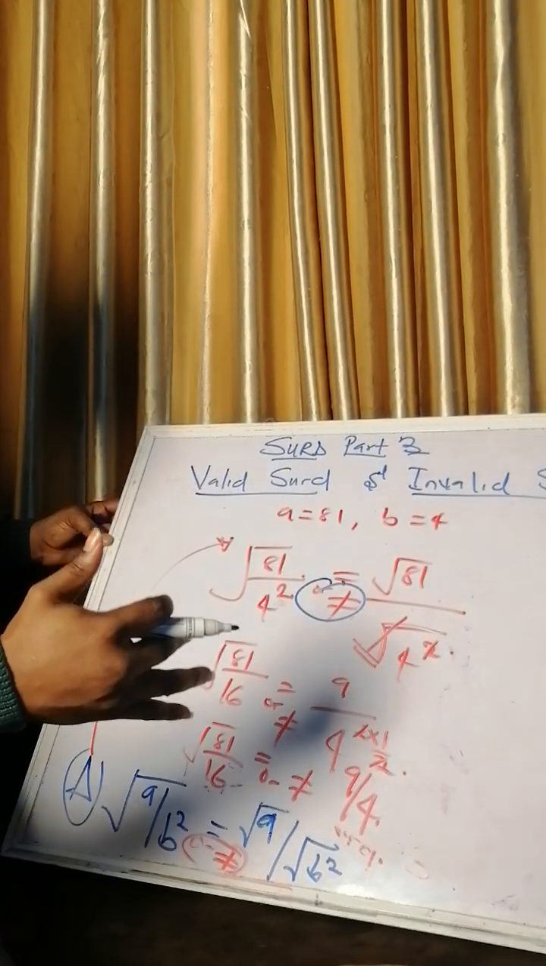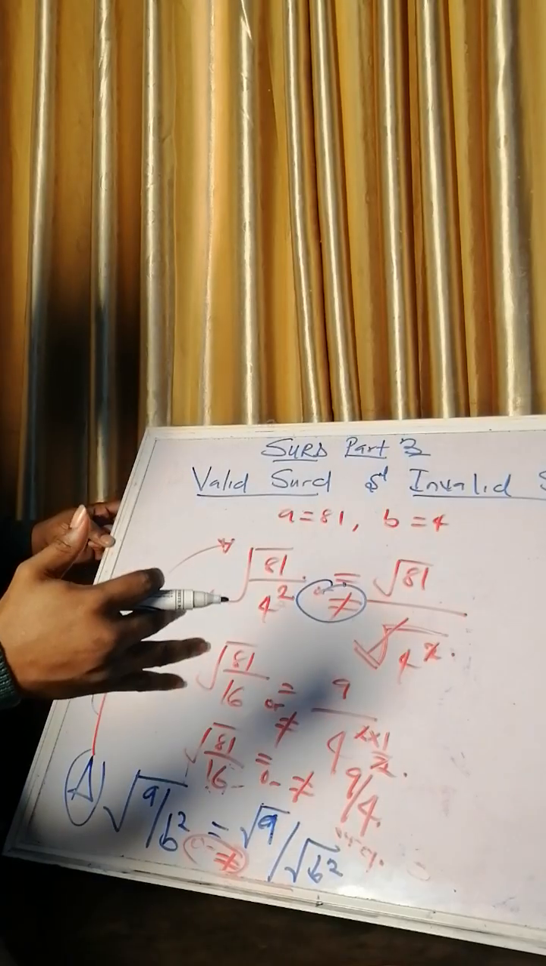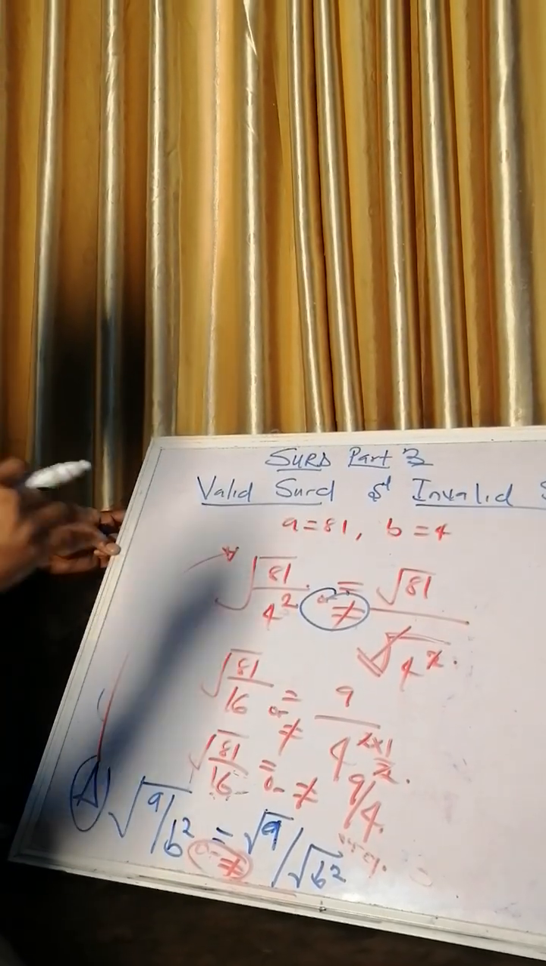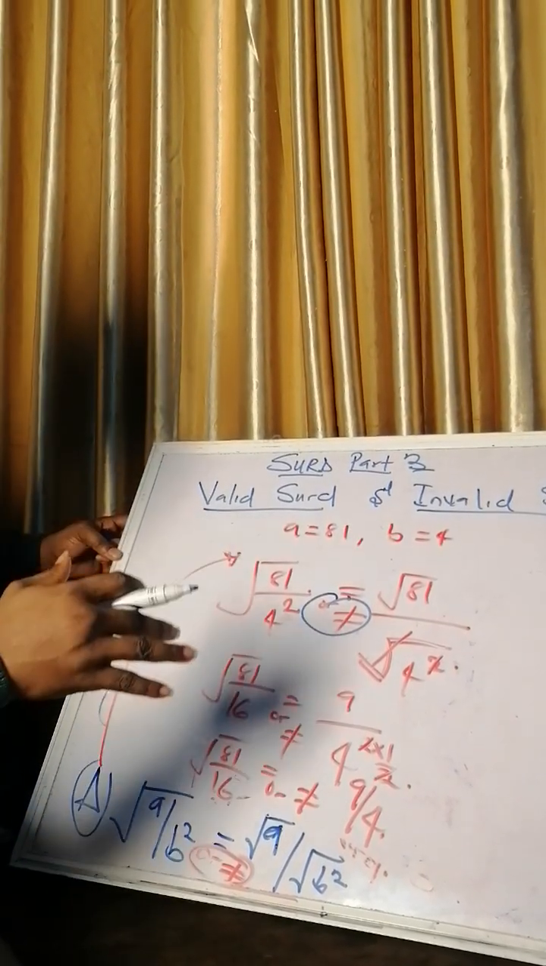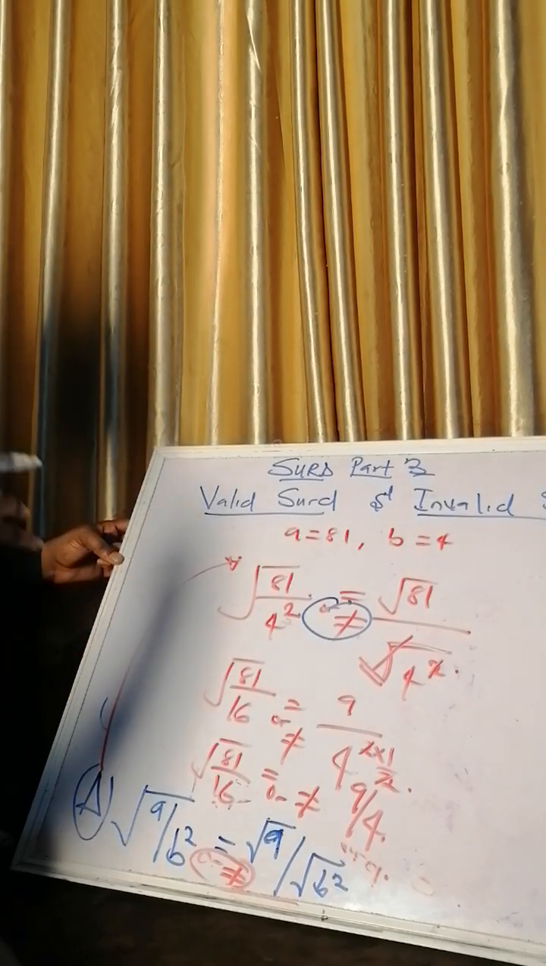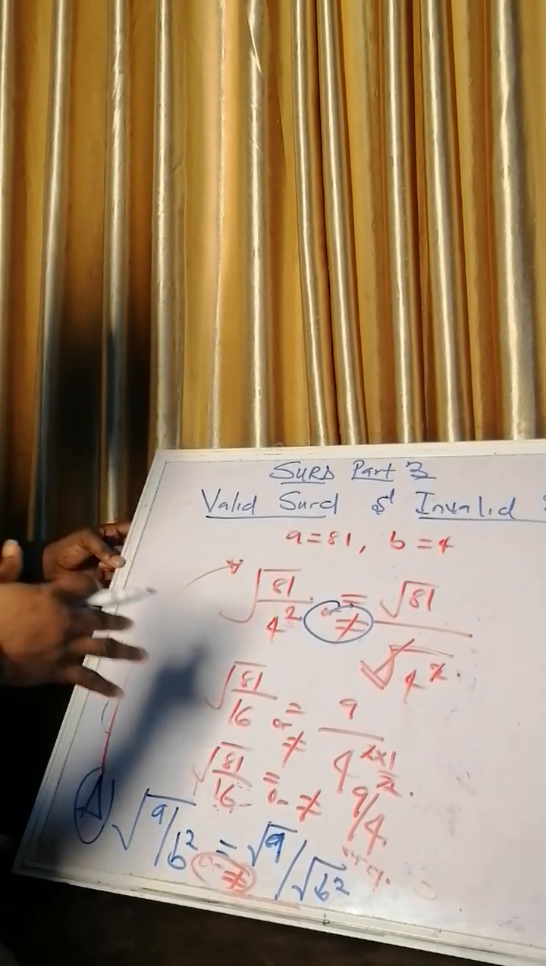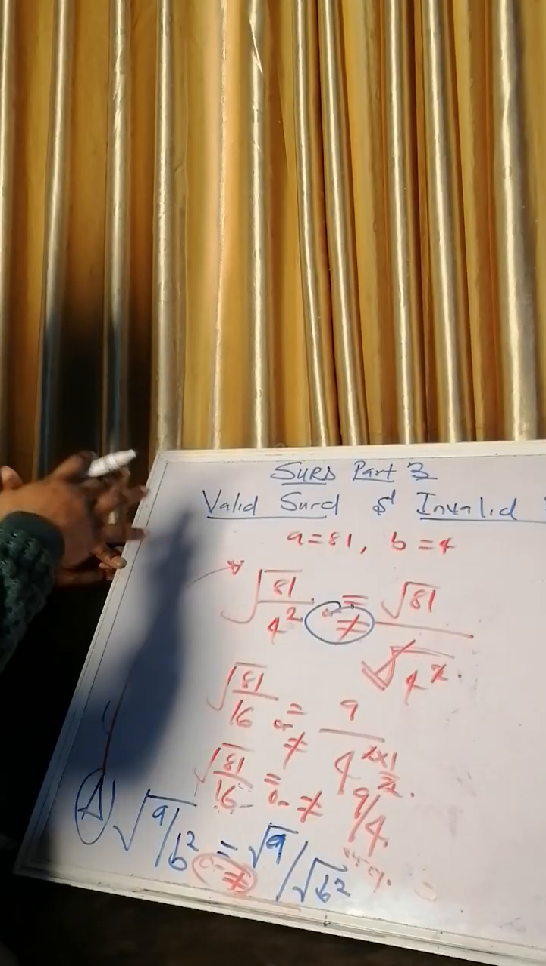Then the next class is going to be solving of problems, solving of examples, so that I can explain this, then you can get the understanding of what this part is all talking about, the valid surd and the invalid surd.